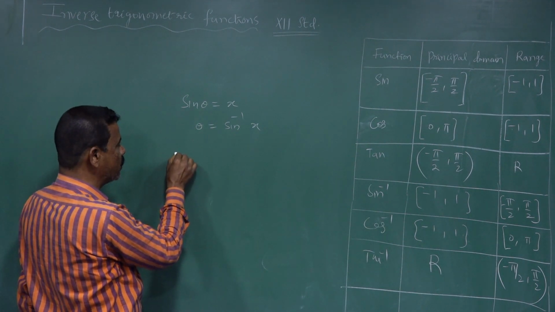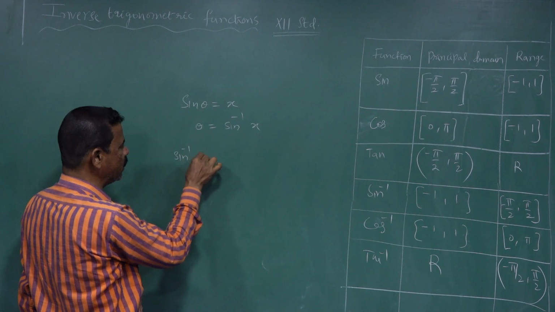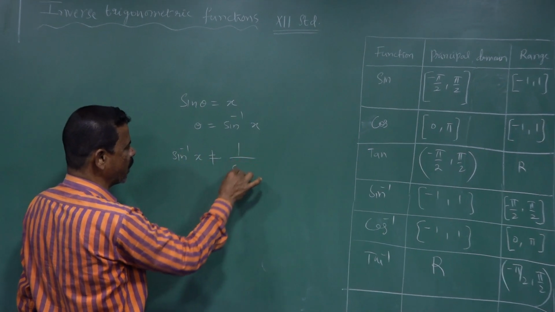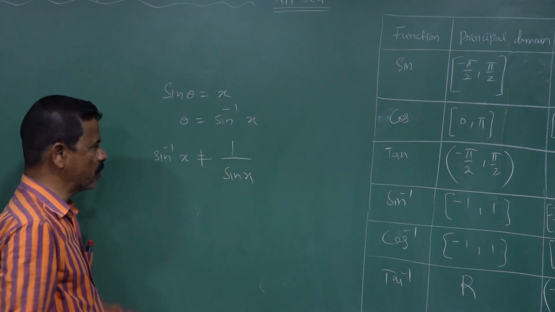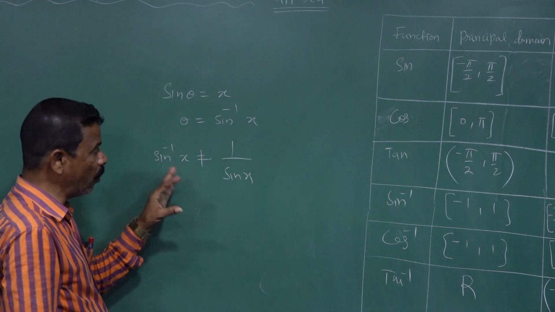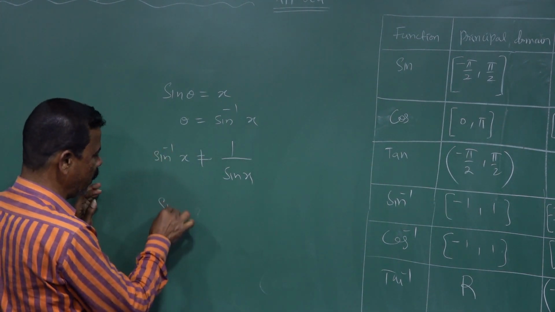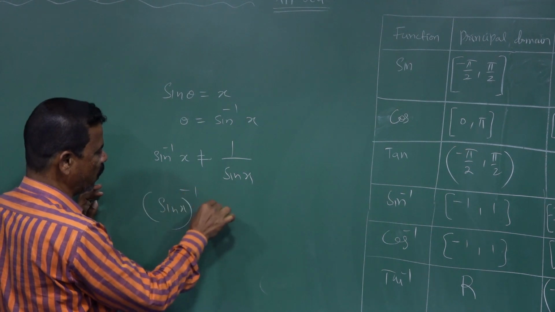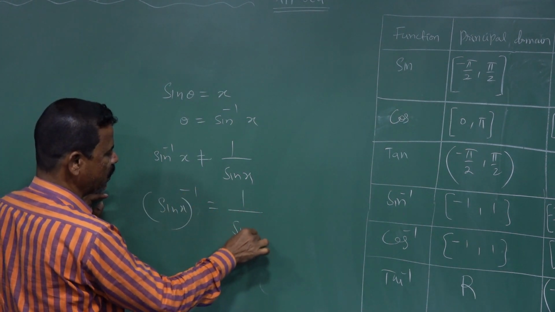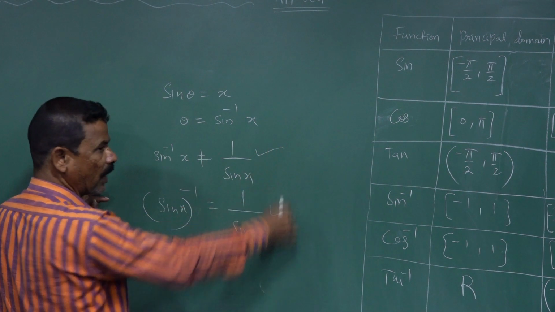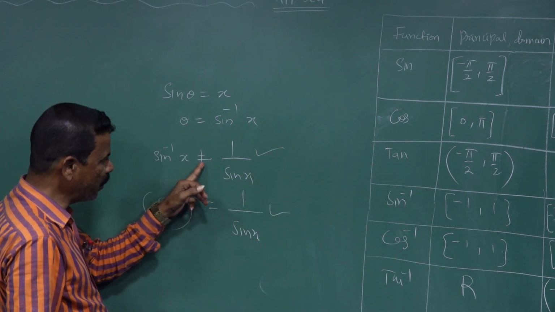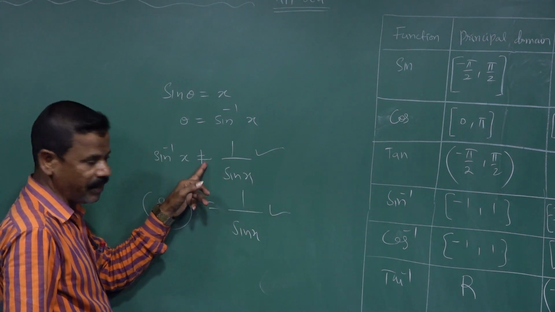Here, sin inverse x is not equal to 1 by sin x. Both are not equal. Sin inverse, not sin power of minus 1 x. Sin x power of minus 1 is the 1 by sin x. This is correct. Sin inverse x is not equal to 1 by sin x. It is right.